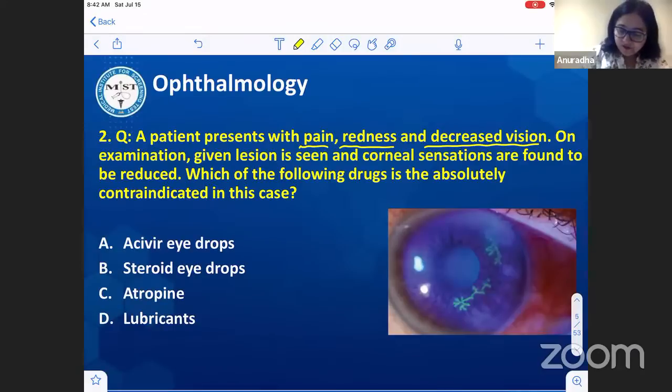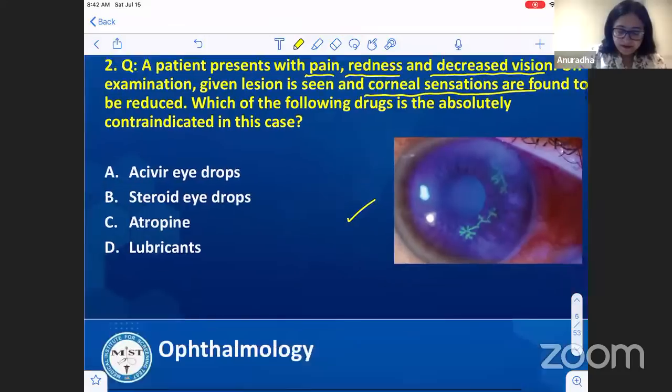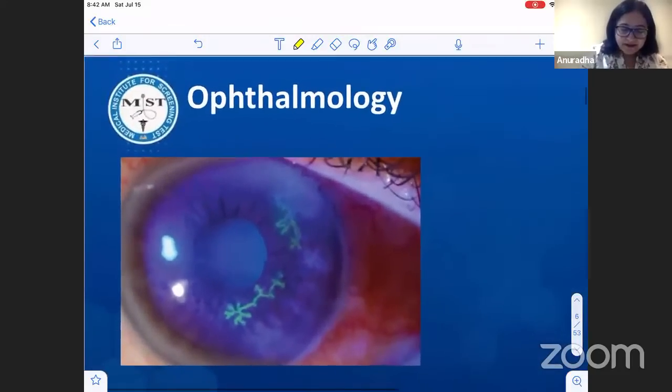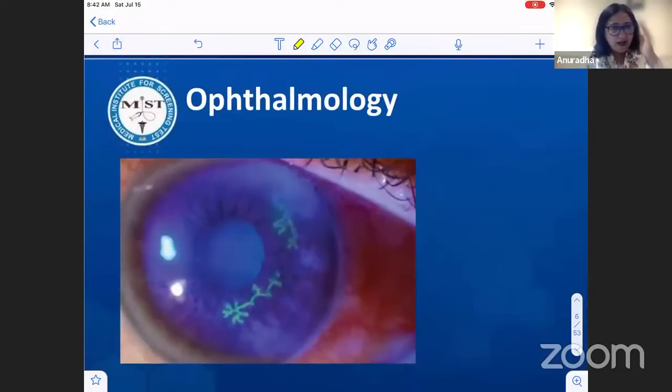Now on examination, the given lesion is seen. There is an image of the lesion shown. Corneal sensations are found to be reduced, right? So coming to your diagnosis here, again, most of you are absolutely spot on. All of you are spot on.